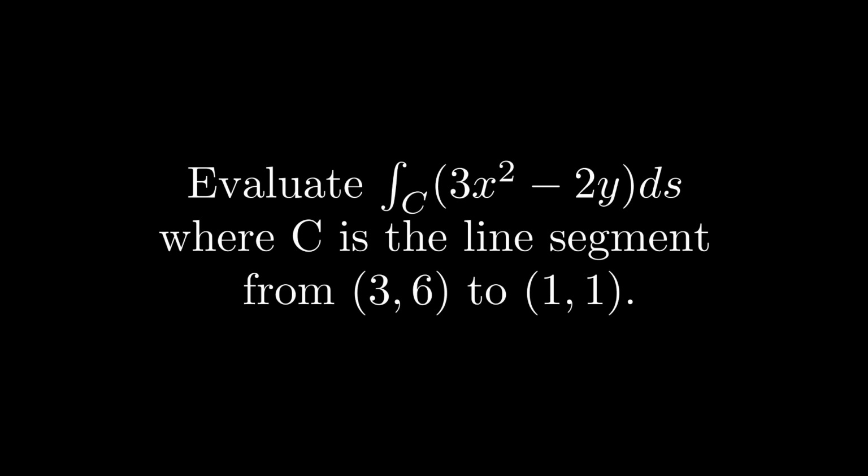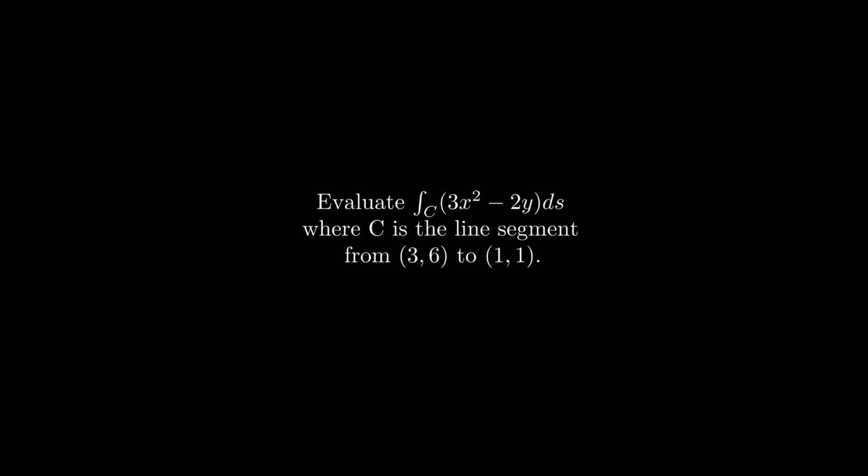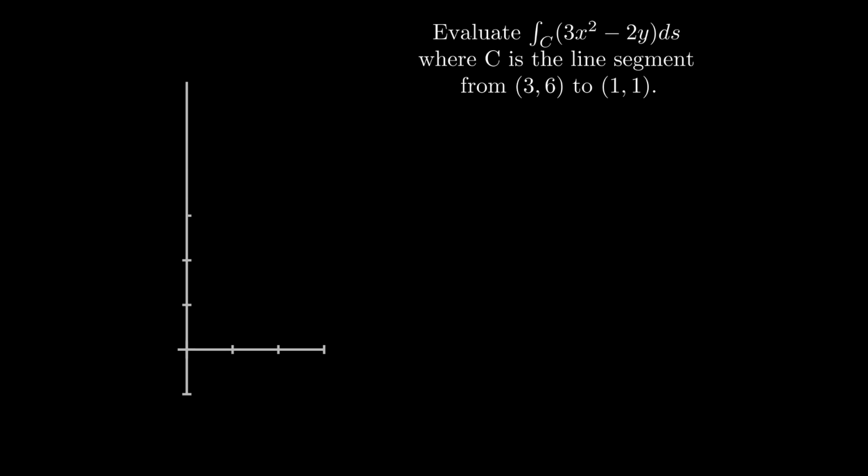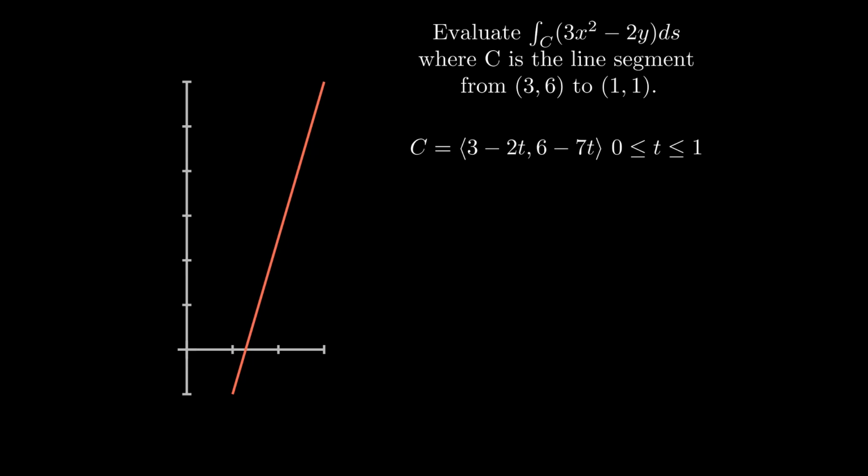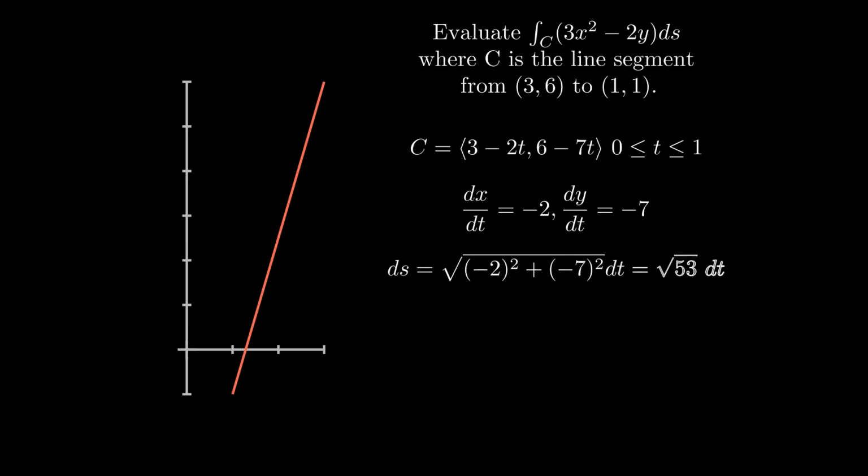So here's the problem. Evaluate the line integral of 3x squared minus 2y ds, where C is the line segment from (3, 6) to (-1, 1). First, I'm going to graph C so we can get an idea of how it looks. Next, let's parameterize the curve. It ends up being this, from t equals 0 to 1. Now let's find dx/dt and dy/dt. Using our definition of ds, let's find ds. It happens to be the square root of 53 in this case.